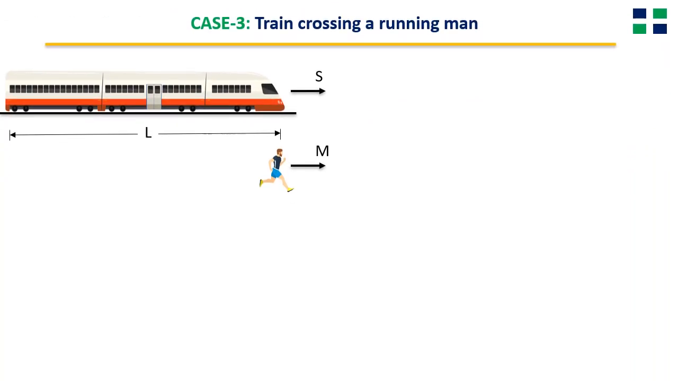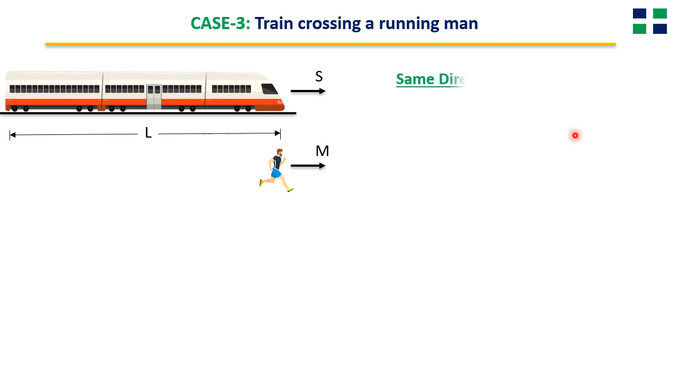Case number 3. Train crossing a running man. Now this time the man is not standing and observing the train. The man is running along the direction of the train with the speed of m. Now the question is how much time the train will take to overtake this running man, considering speed of train more than the speed of running man.